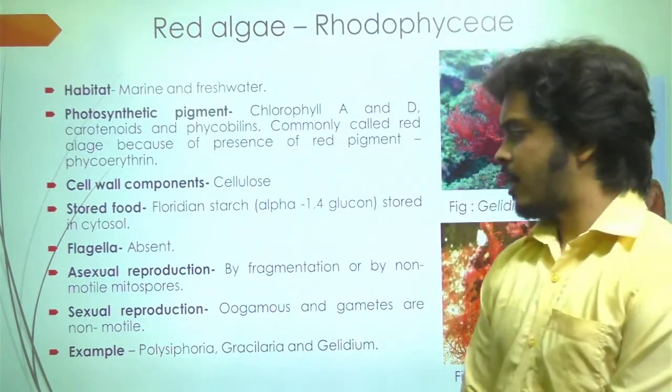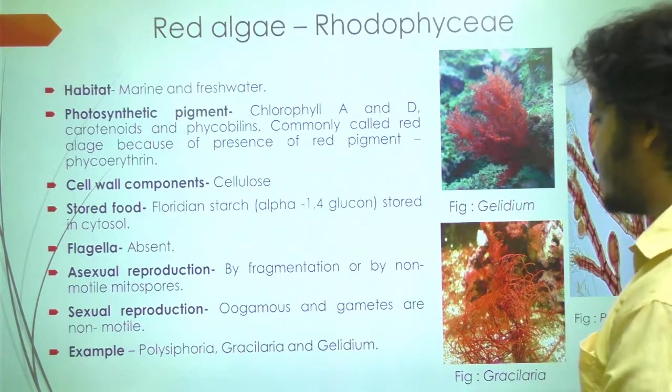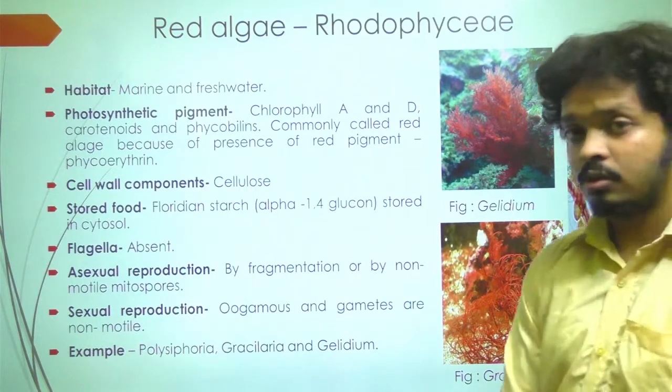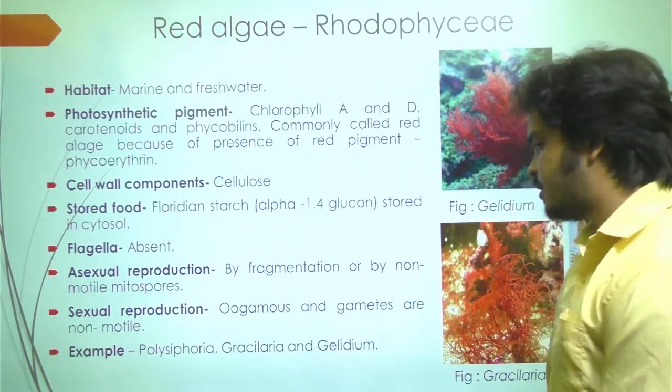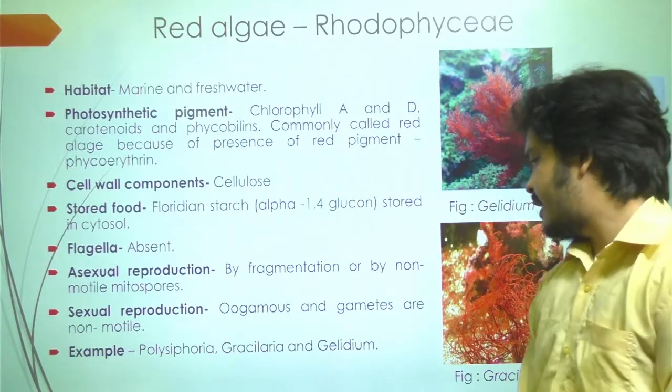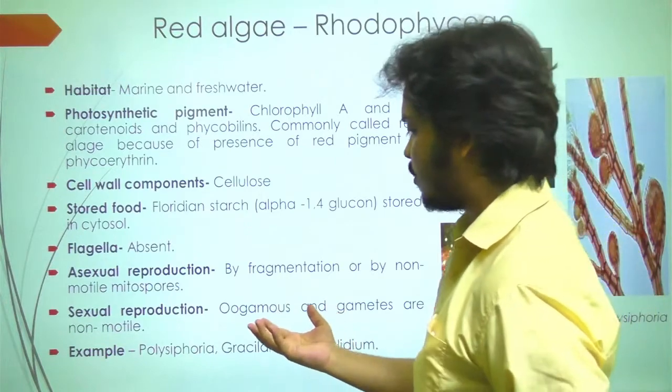Now, mode of reproduction, asexual and sexual. Asexual forms by fragmentation or by non-motile mitospores. Non-motile means the spores that cannot move. Now, sexual reproduction happens due to oogamous and gametes are non-motile. Okay, the process of sexual reproduction is oogamous.